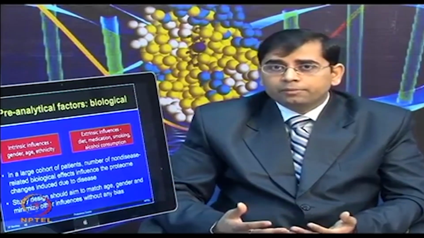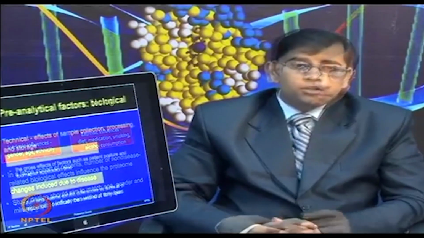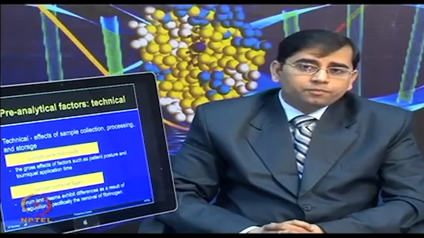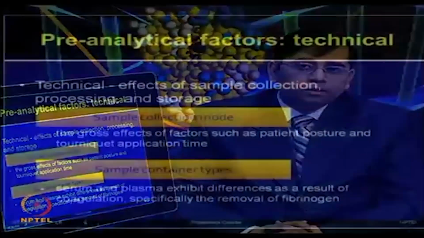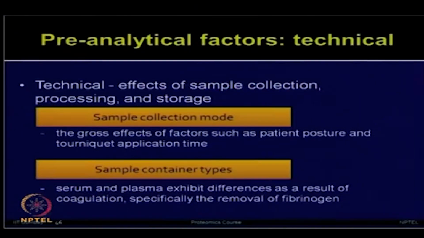Often it is very useful to involve a statistician before you design these types of experiments, and thinking about different pre-analytical factors before you actually perform your experiment is often going to determine how successful your analysis is going to be. Now, we have looked at different types of biological pre-analytical factors. Then there are different types of technical artifacts: how to collect the samples, how to process the samples and how to store those. The sample collection mode, the gross effect of factors such as the patient posture and the tourniquet application times.